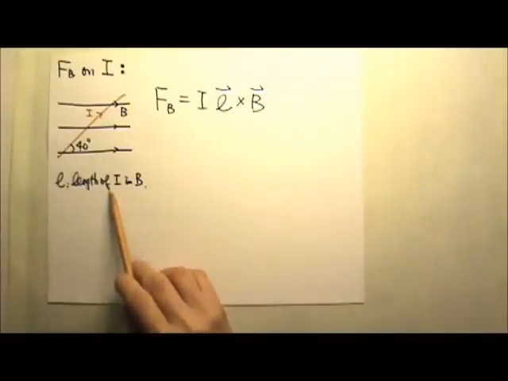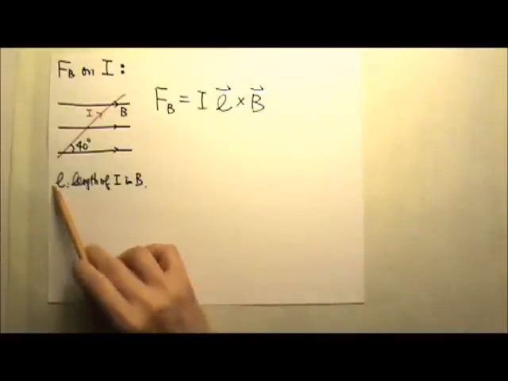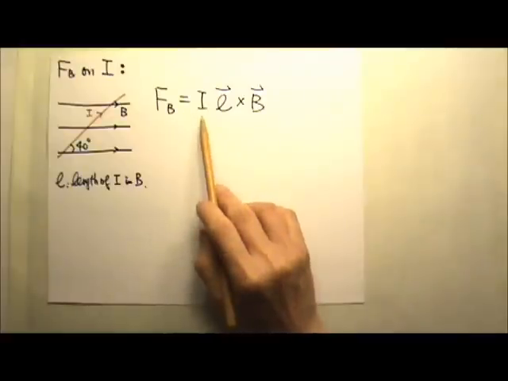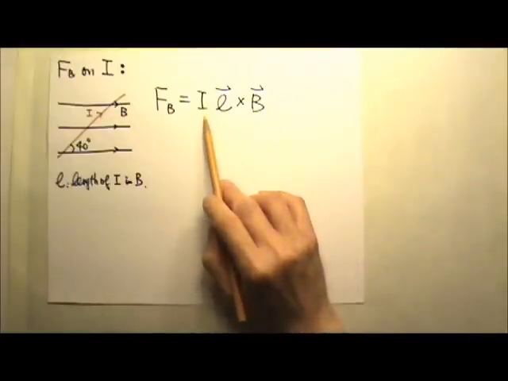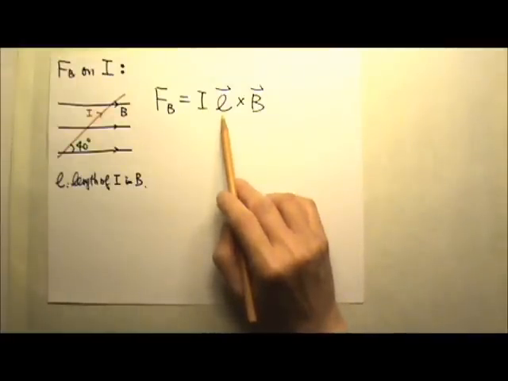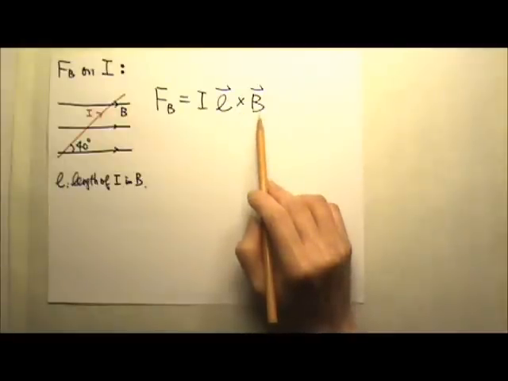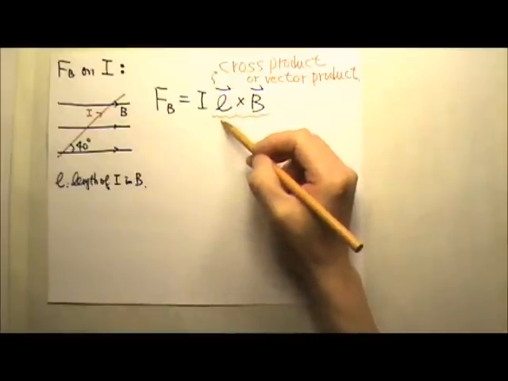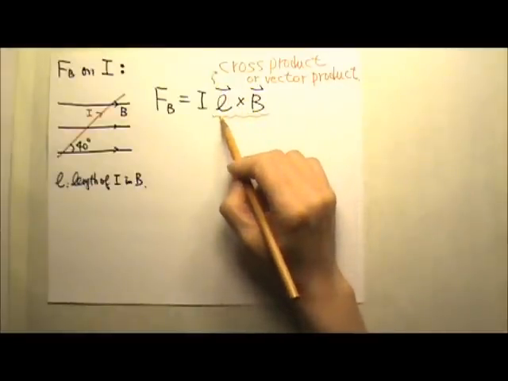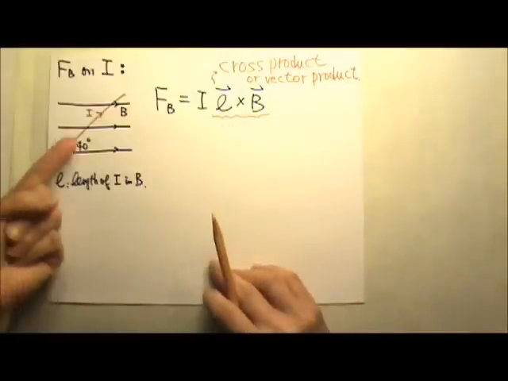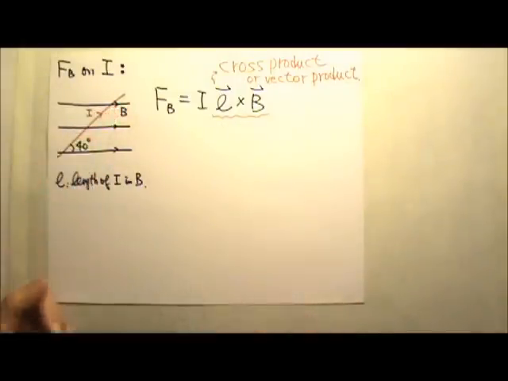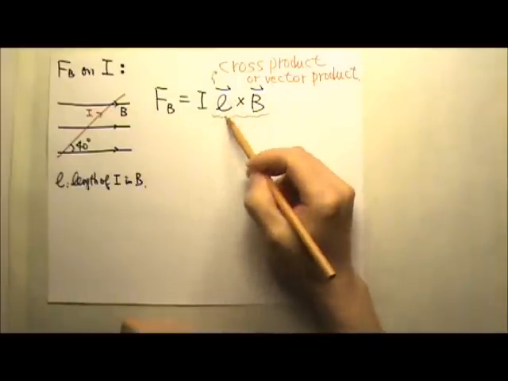If the length of the current inside the magnetic field is L, then the magnetic force can be found using this equation: the current I times the length L cross the magnetic field B. Normally, the length of something is a scalar, but in this case we make it a vector that gets its direction from the current. So if the current goes that way, the L goes in the same direction. So this length L is a vector.